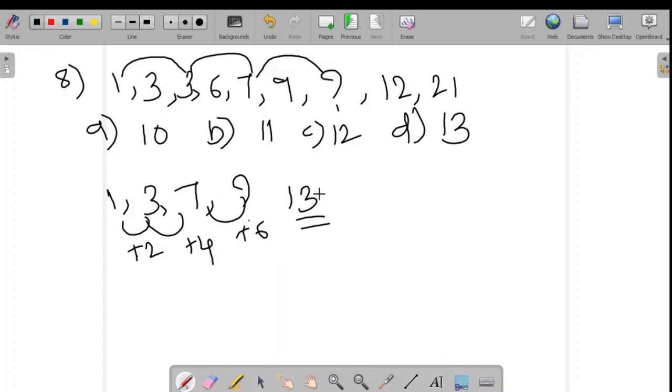Okay. Next, if I write 13 here, again to verify, we have 21 here, right? So plus 8. 13 plus 8 is 21. So 21, right? So 13 is the right answer for this question. We'll move on to next question.